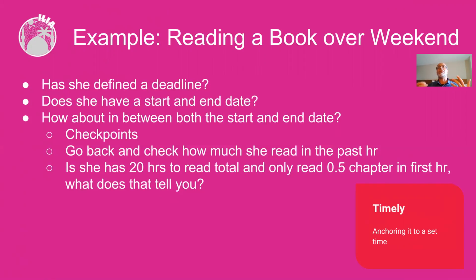Allah subhanahu wa ta'ala always tells us to reflect back on ourselves and look around and see, how have we been doing so far? Go back and check. How much has she read in the past hour? If she has 20 hours to read the book over 2 days, 10 hours each, and in the first hour she only read half a chapter, and all chapters are equal, and we have 20 chapters, then obviously she's behind. She's behind by 50%. That's quite a bit. That's a lot. That means she's not going to get done what she wants to get done.